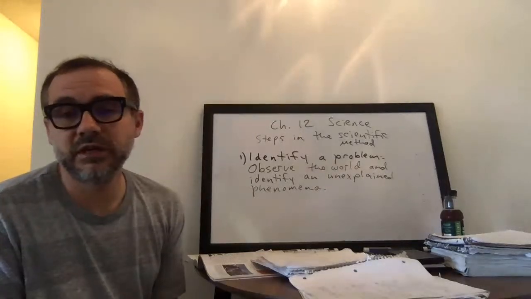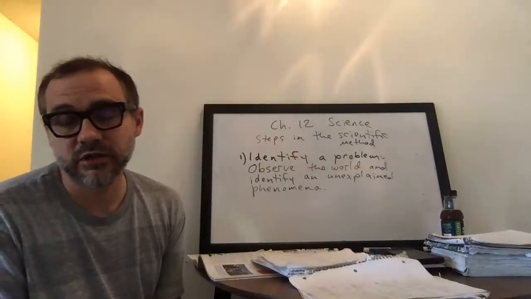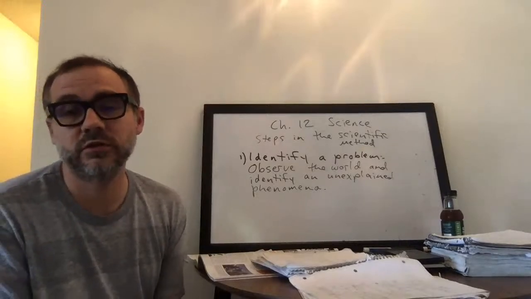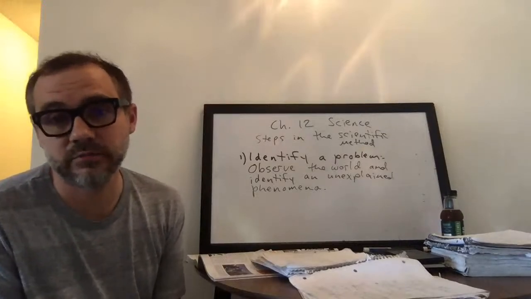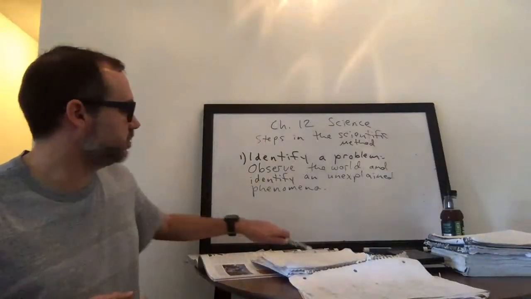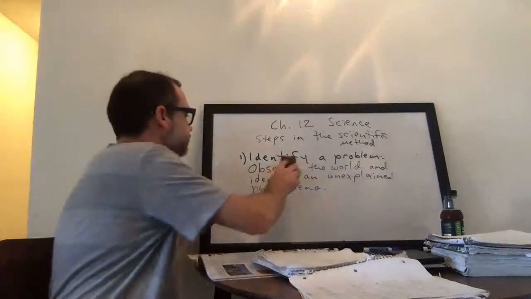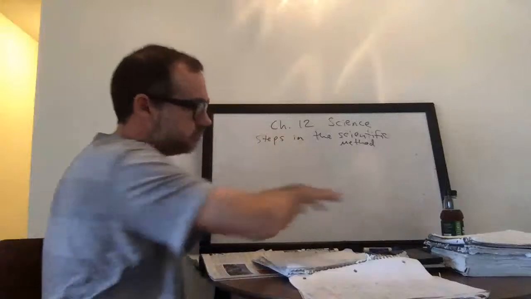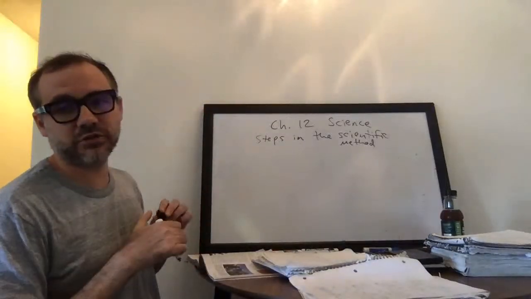Okay, so we begin the process of science by looking at the world and finding things that we don't yet understand, or at least don't know why they're happening or what caused them to happen. But it doesn't end there, obviously. It moves to the second step. So let's go on. Step number 2 is to develop an initial hypothesis.